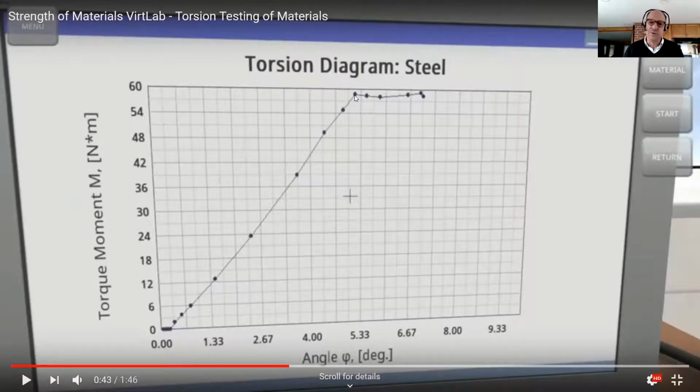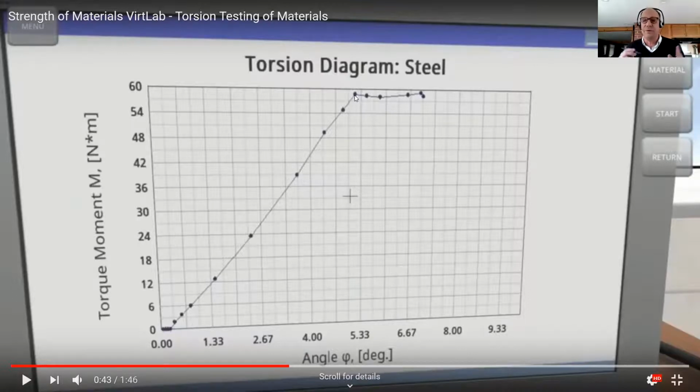So we have a few different things now. We've got 66 gigapascals is the modulus of rigidity. We know that the equation is theta equals TL over JG.